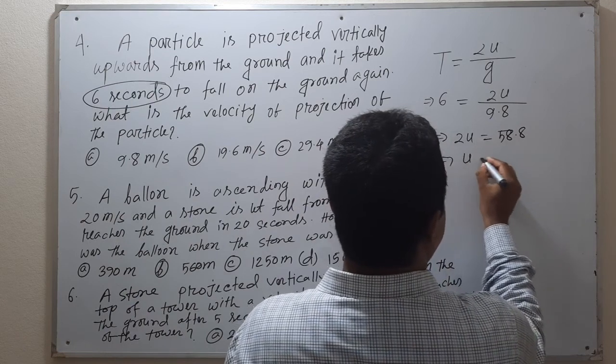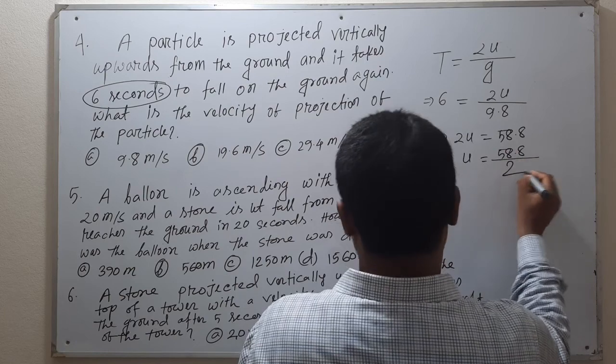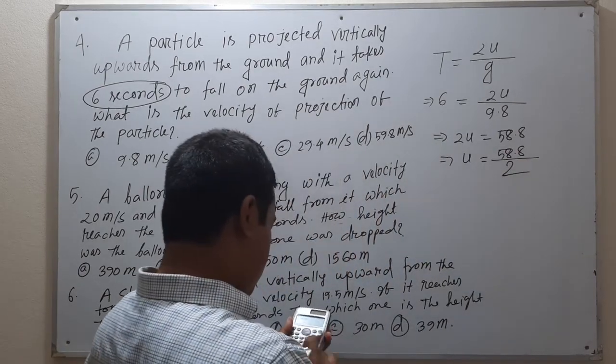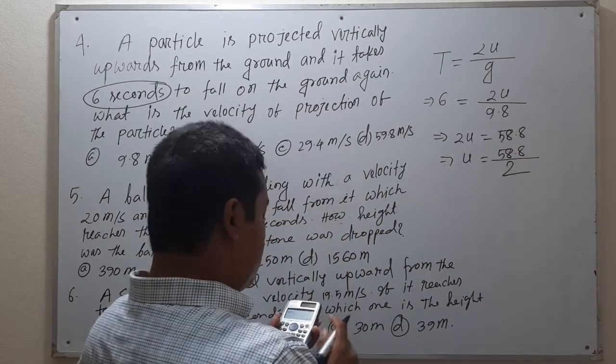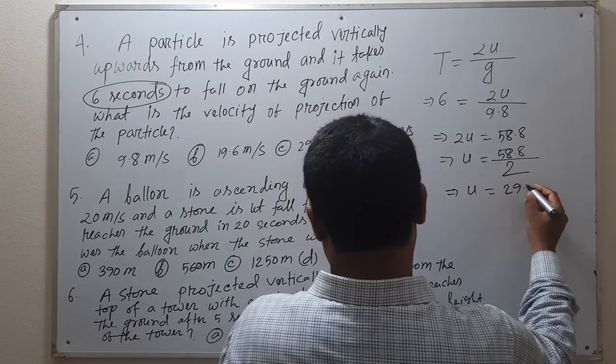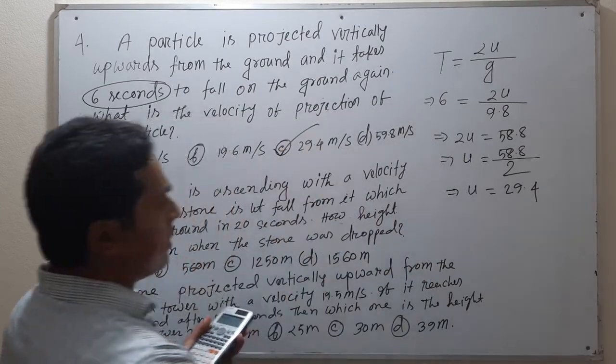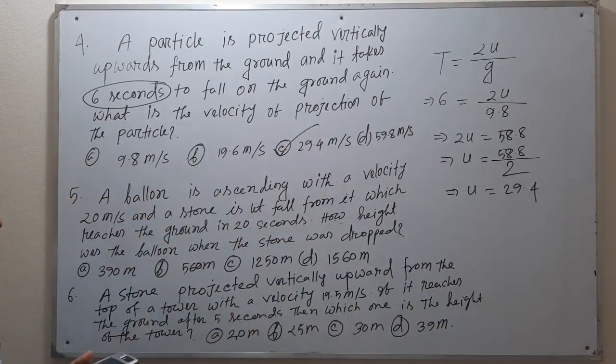Okay, so u is equal to 58.8 divided by 2. Okay, 29.4. So u is equal to 29.4. Okay, this is our answer. u is equal to 29.4.